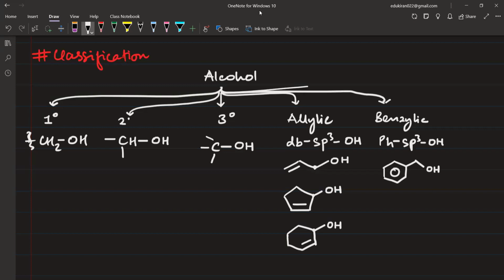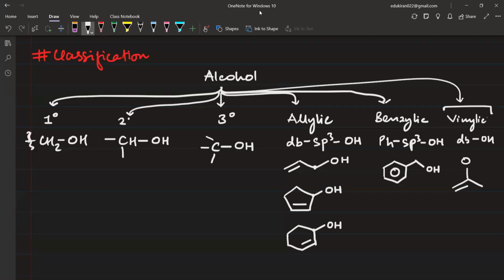Okay. Then you can have vinylic. Vinylic will be a double bond directly attached with OH. Now, this is another case. We'll look at this later on when we get time. Actually, this is not very stable, and there is an equilibrium between this and this structure. So this gets converted into ketone rather, or aldehyde rather.